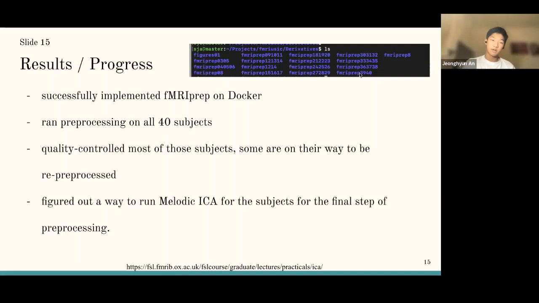Okay, so let's talk about the results and the progress that our team made. We successfully implemented fMRIprep on Docker, and that was a big step for us since that was a major portion of our preprocessing.